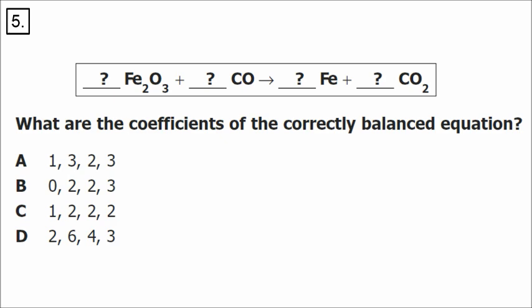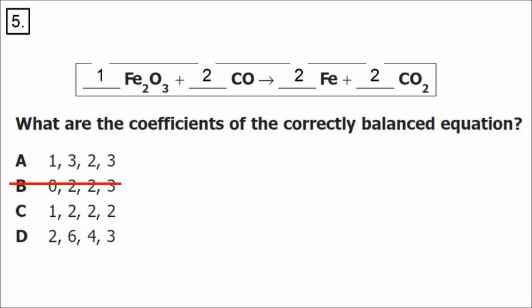In number 5, we have to balance an equation. We can already eliminate choice B because you can't have a coefficient of 0. Let's go ahead and stick in some coefficients based on the iron, Fe. There's 2 irons on the left. Let's put a 2 on the right. Now there's a total number of oxygens on the left. 3 plus 1 is 4. Let's balance the oxygens by putting a 2 in front of the CO2. Now we have 2 carbons on the right, so we'll put 2 carbons on the left.